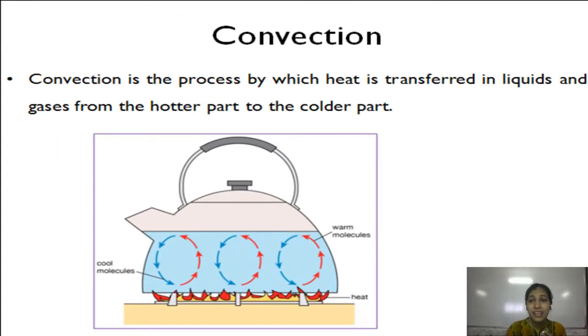How does the heat flow in liquids and gases? So, due to the process of convection. Convection is the process by which heat is transferred in liquids and gases from the hotter part to the colder part.